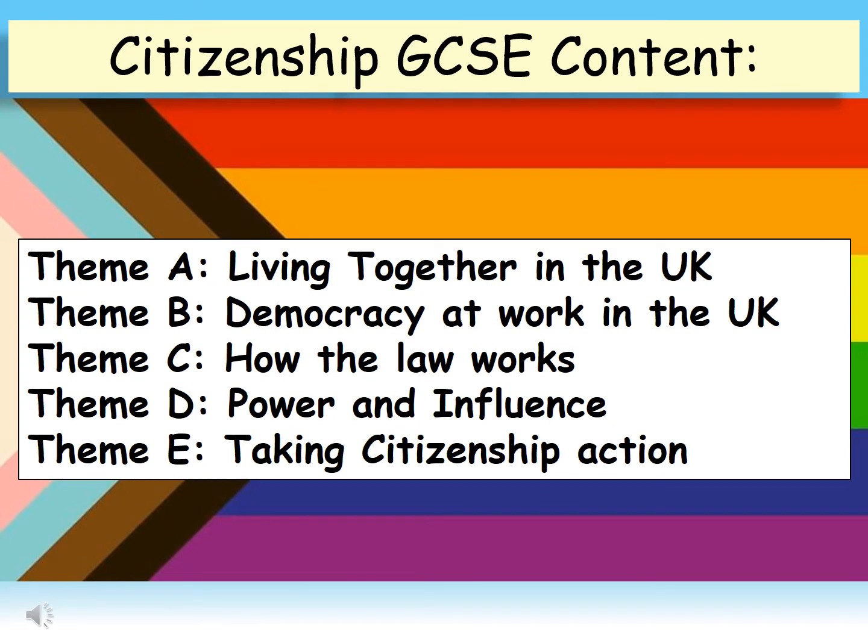The course is made up of 5 separate units. Theme A, Living Together in the UK. Theme B, Democracy at Work in the UK. Theme C, How the Law Works in the UK. Theme D, Power and Influence across the world and in the UK. And Theme E, A Citizenship Action.